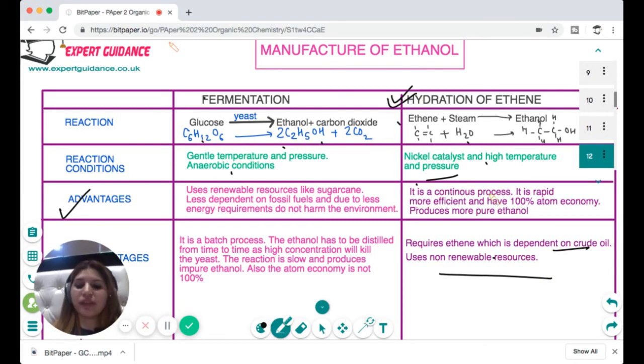You can just put everything in a mixture and keep the reaction going on. It is rapid, more efficient, makes more pure ethanol, and since it is the only product, it has 100% atom economy because it has no side products.